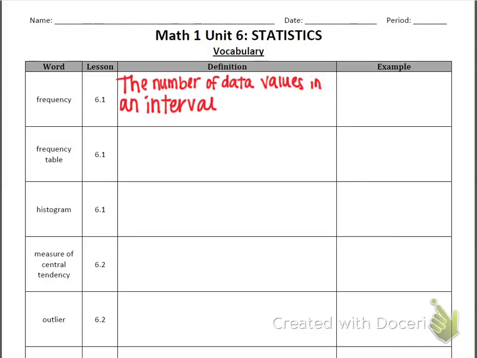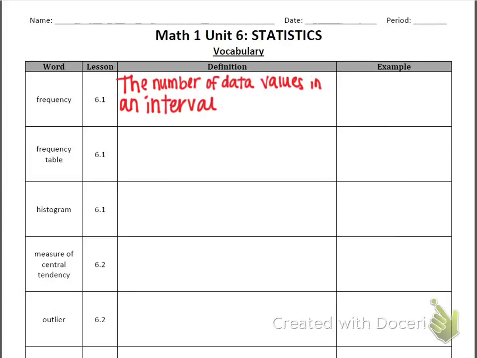Okay, I'm not going to put an example for this one because we'll do one in the actual notes, but the word comes from the same kind of idea as how frequently does something happen. So the frequency of something is how many times does it happen, okay? If I were making a frequency table of boys and girls in this class, the frequency of girls would be just the number of girls that there are in this class. The frequency of boys would be the number of boys.